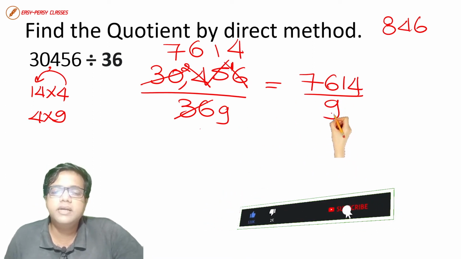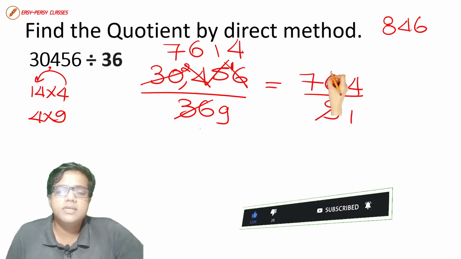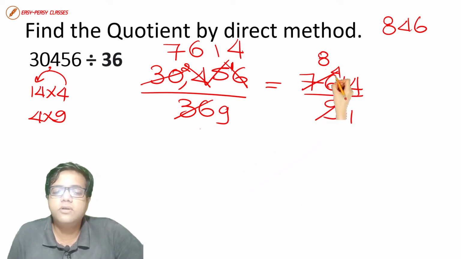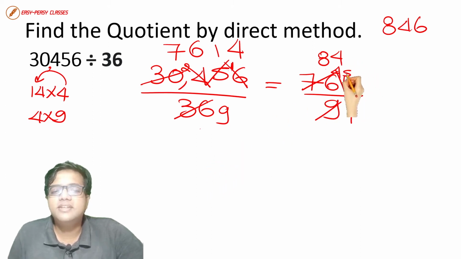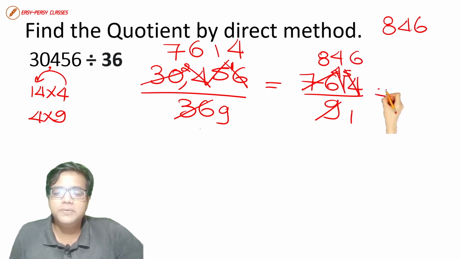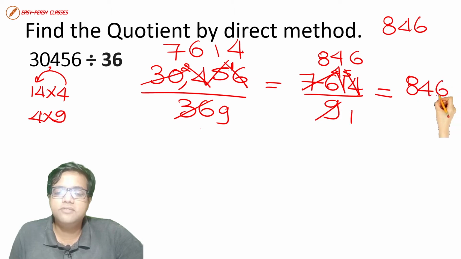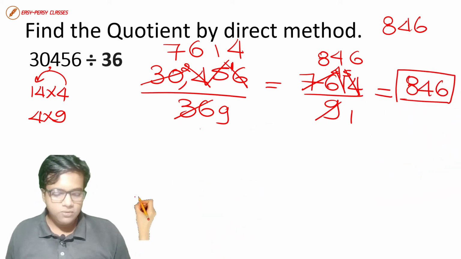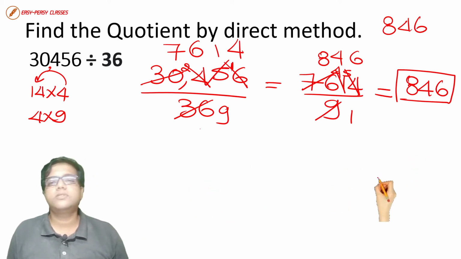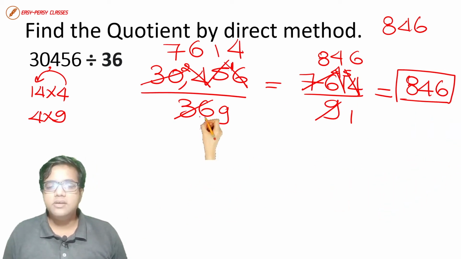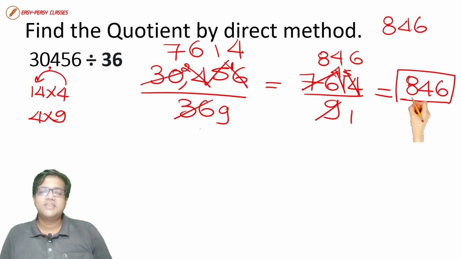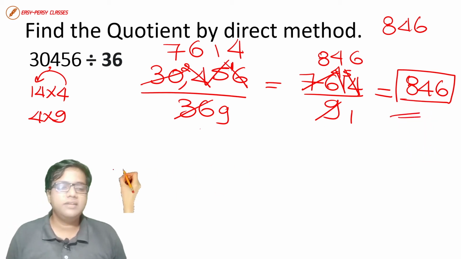Now divided by 9, we got a smaller number. 9 1s are 9, 9 8s are 72, so 4 is the remainder here, 41, 9 4s are 36, 5 is the remainder, again 9 6s are 54. You get the same answer again, 846. If you couldn't understand at one go, you can pause the video, go back and watch the solution again. Okay, so in both the ways you will get the same answer, 846. Okay, anyways, let's move ahead.